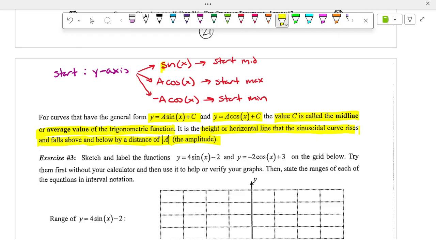So sine starts at the midline, always, regardless of if it's positive or negative. Cosine, if it has a positive a value, starts at the max. If the cosine has a negative a value, it starts at the min, at the y-axis. So remember, all of this is based around the y-axis. That's where it's going to hit the y-axis. Okay?